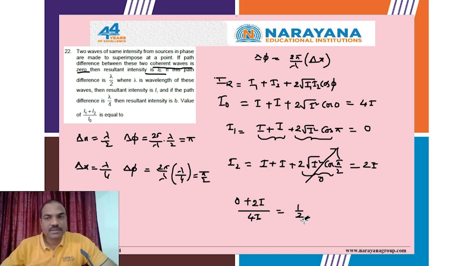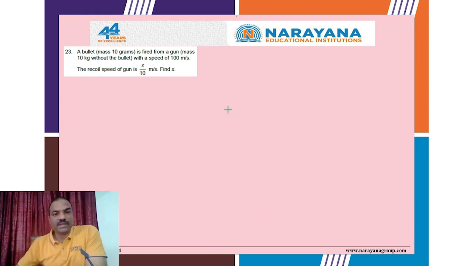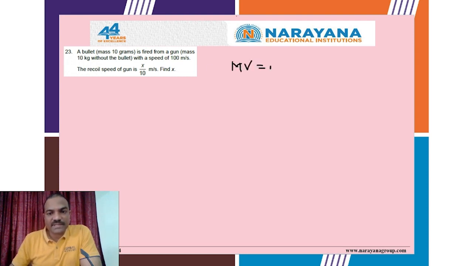So let us go to the next question, where a bullet of mass 10 grams is fired from a gun. Okay, gun mass has given 10 kg without bullet. Okay, with a speed of 100 meter per second. Then what is the recoil speed of the gun? So as we fire a bullet, we know that gun will recoil in backward direction in such a way that momentum will be conserved. Okay, so capital MV is equal to small mv here. Okay, direct thing what we are doing here.